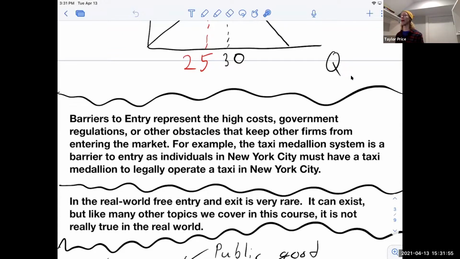Another question that was actually kind of interesting was about free entry and free exit of firms. Basically, if a firm can freely enter a new market or freely exit a market, that is almost unheard of. That is very, very rare. In general, a lot of the things we talk about in this course are not actually real in the real world. It's usually much more complicated, but we simplify to get a general understanding.